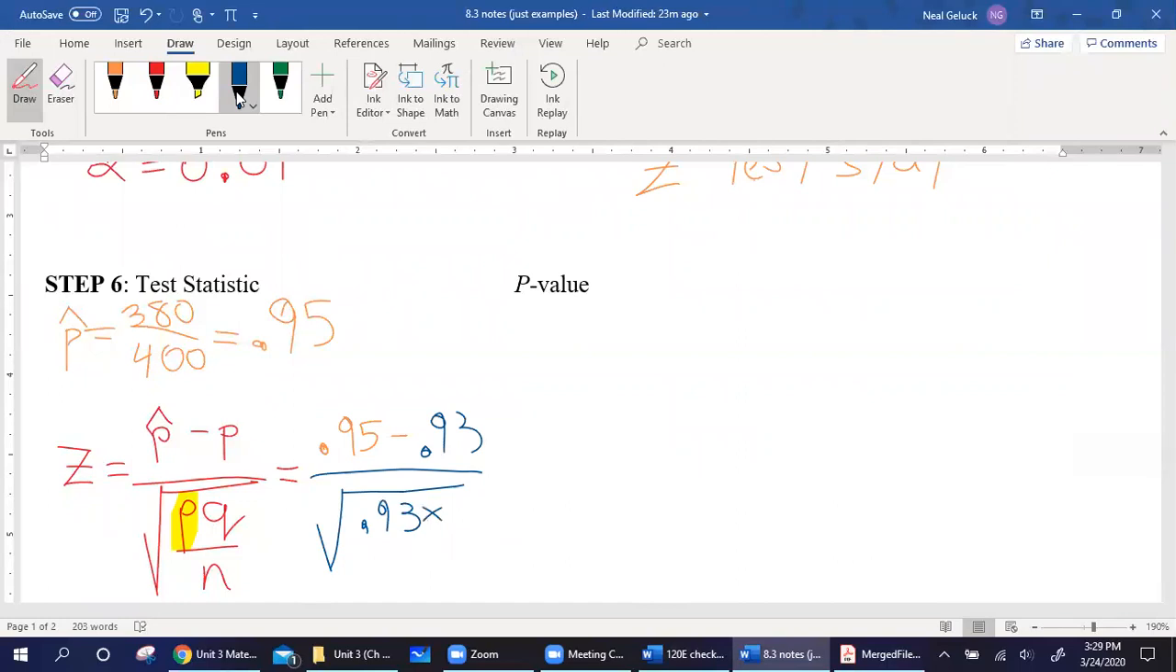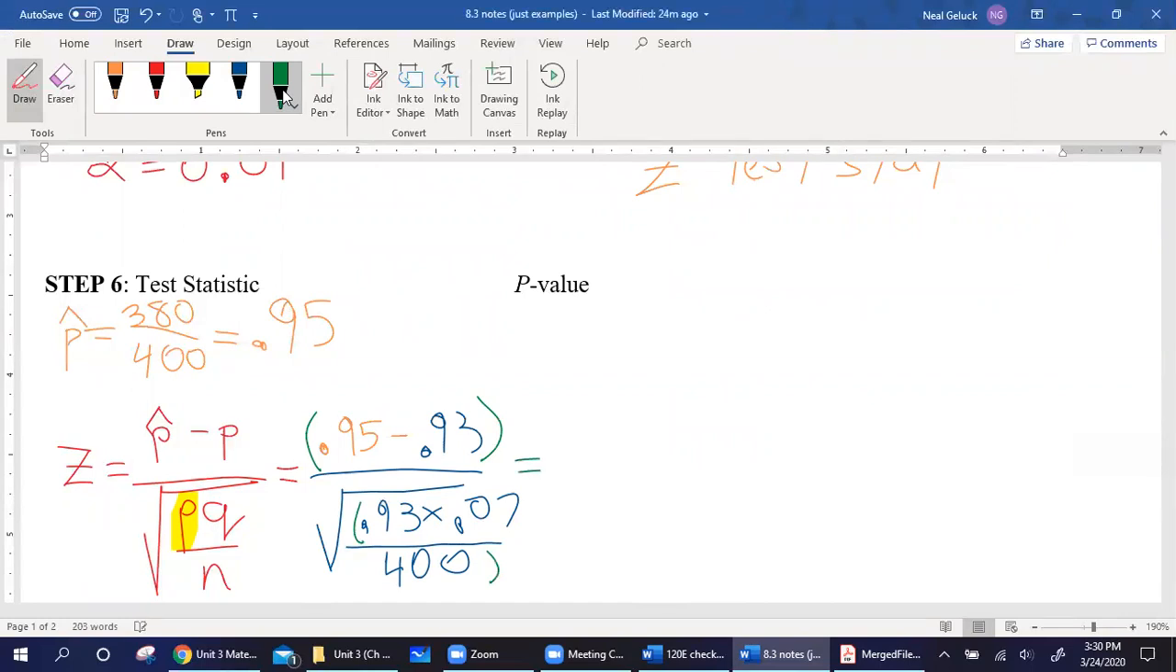Q would be 1 minus 0.93, which is 0.07, all over n, which was my sample size, which was 400. Again, be careful. Make sure you're typing this in your calculator to make sure it works correctly. If you're going to try to do it all at once, you definitely need to put the numerator in parentheses and make sure in the denominator that everything gets underneath the square root.